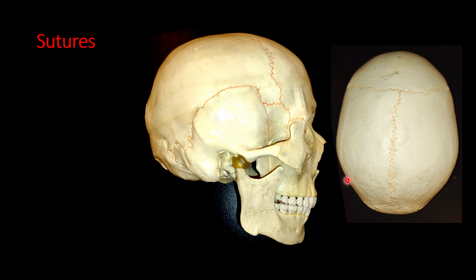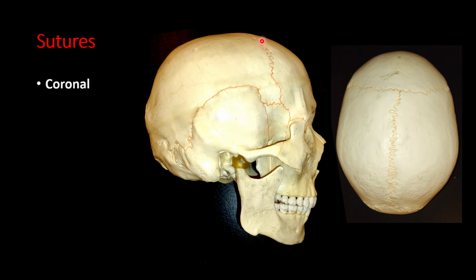So sutures, what are sutures? Sutures are connections between two skull bones. The two skull bones are connected with a dense regular connective tissue, and they are immobile. So there is no mobility. They are synarthrosis. Four sutures.